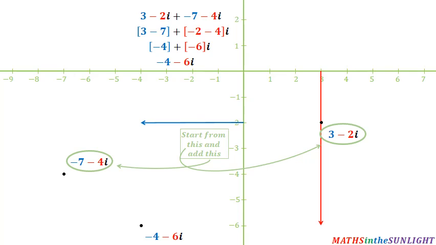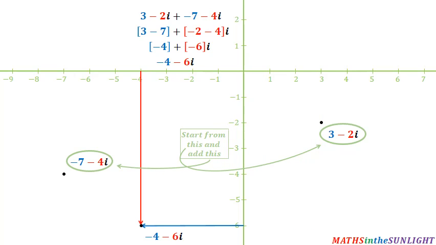The address of the new number will be minus 4 along the blue and minus 6 along the red. Let's slide them along the axis so that the ends may touch and we may see what this new number is at. Minus 4 minus 6i.